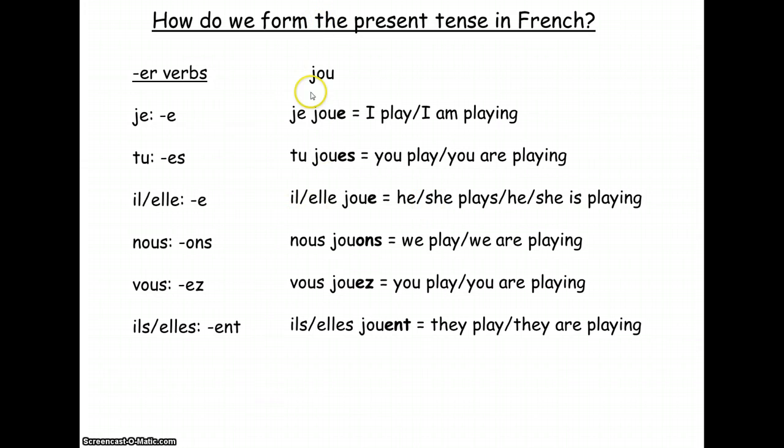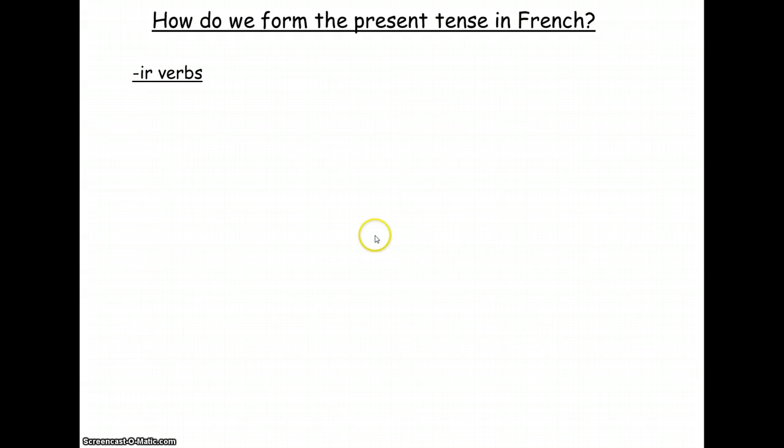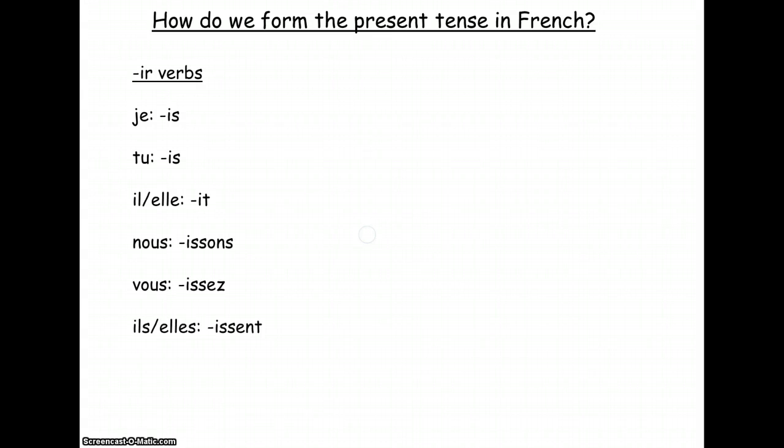So all the time you're taking the stem and you're adding the ending. And that's all there is to it. And that's it. All ER verbs that are regular work in exactly the same way. If it's an IR verb, and there are some, and if it's not irregular, then the endings are different. IS, IS, IT, ISSONS, ISSEZ, ISSENT.